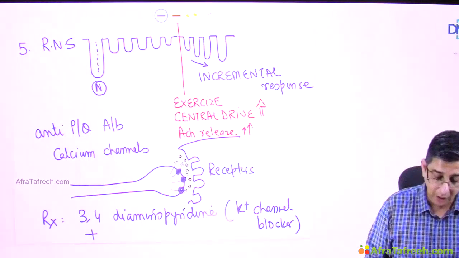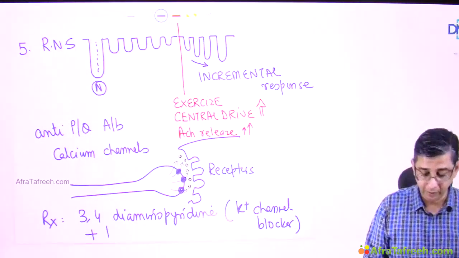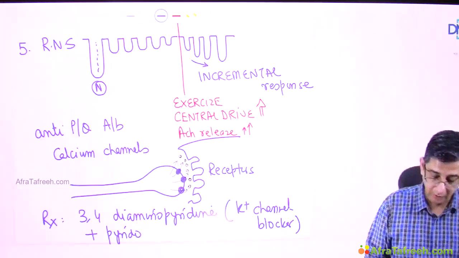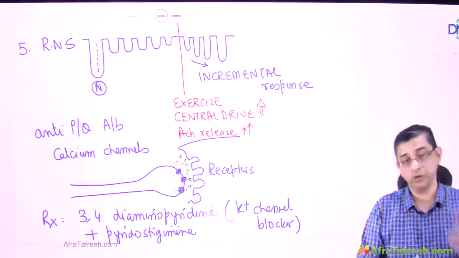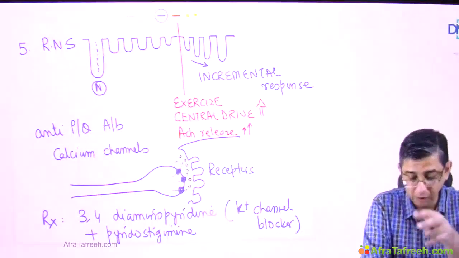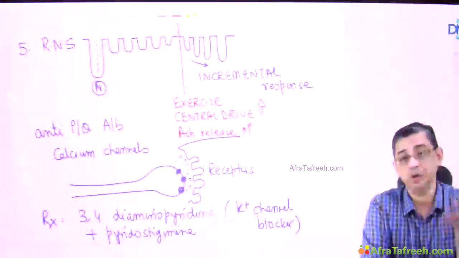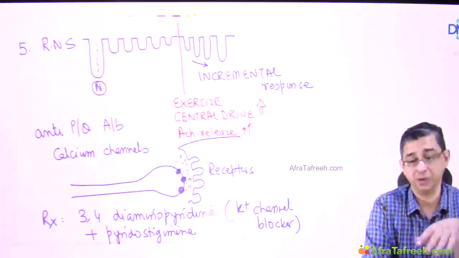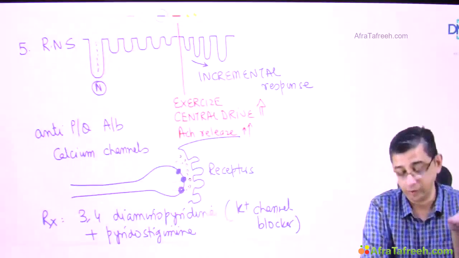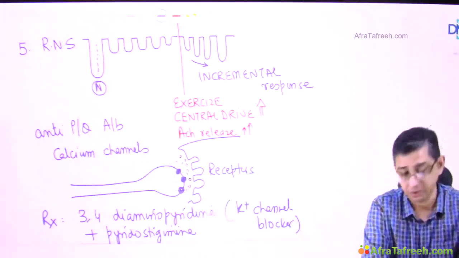Along with this, we can add pyridostigmine to the treatment. The advantage of pyridostigmine is that it will inhibit the degradation of the released acetylcholine. So the treatment is: diaminopyridine enhances acetylcholine production, and pyridostigmine inhibits the breakdown of acetylcholine so that you can achieve symptomatic improvement in the patient. Workup for lung cancer in a male patient would be done.